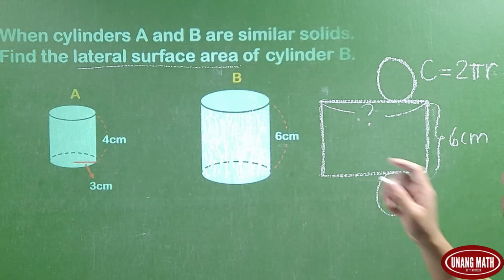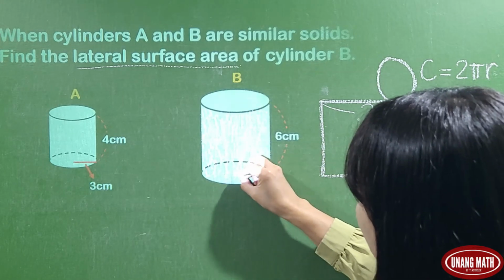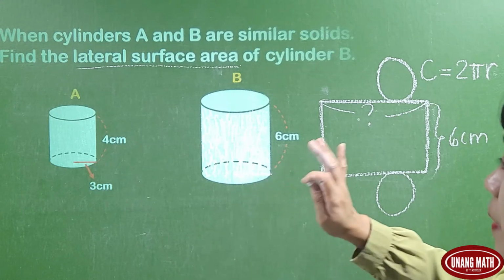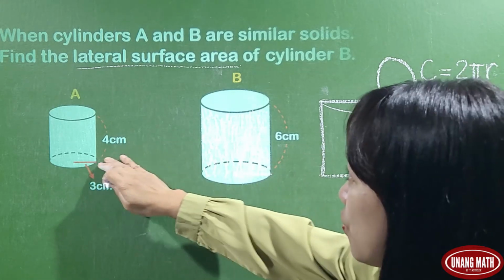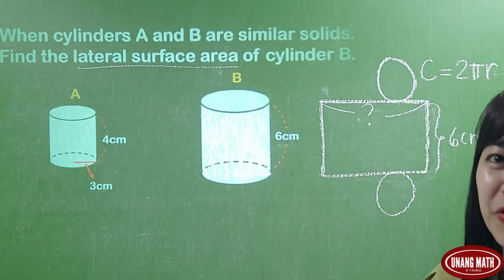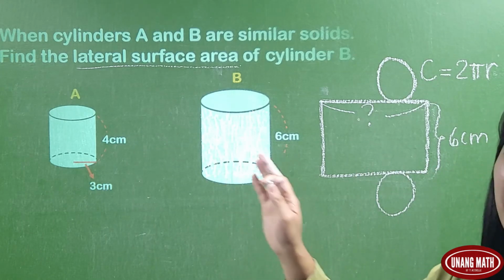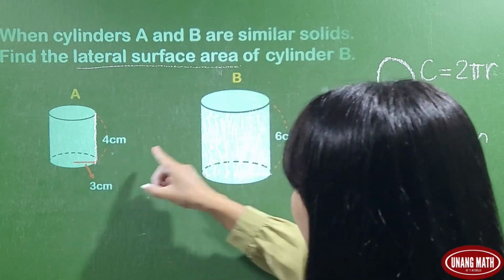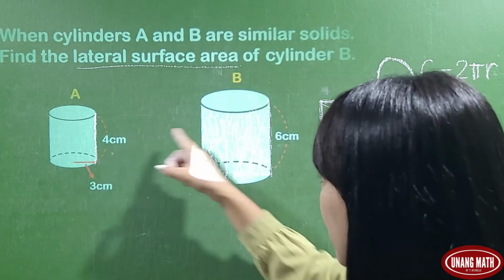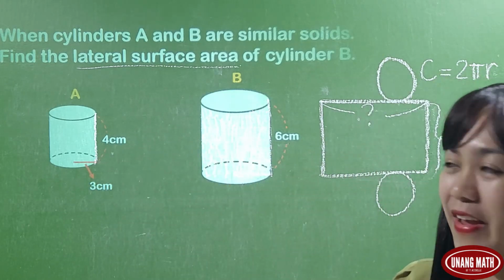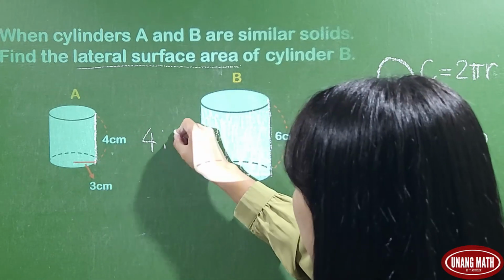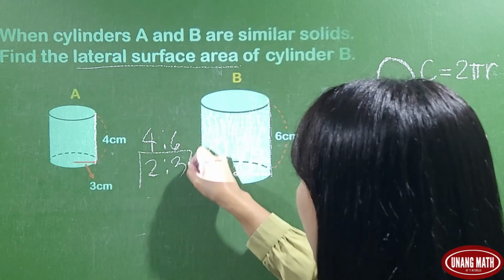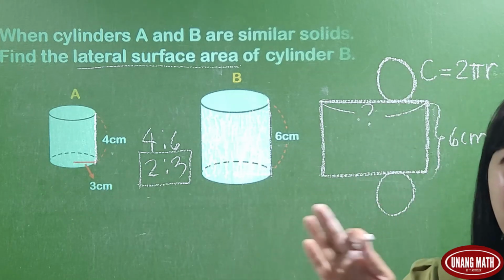So it means we have to know the radius of this circle. It's not actually given, but we can find it since these two cylinders are similar solids. We will be using the ratio of similarity. So we will be using this length and this length because these are both given. So we have 4 is to 6. If we simplify, it will be 2 is to 3. So the ratio of similarity is 2 is to 3.